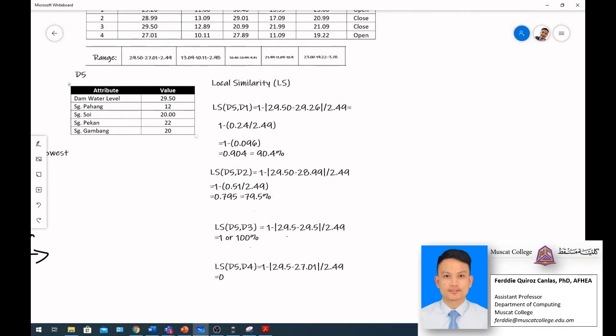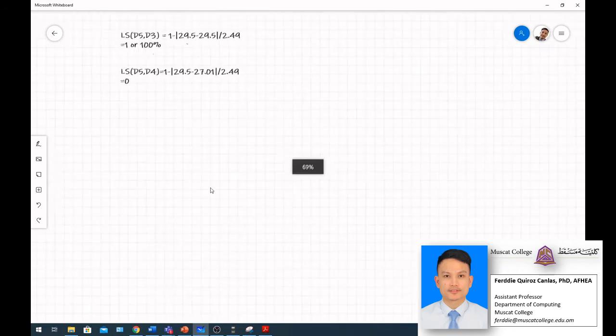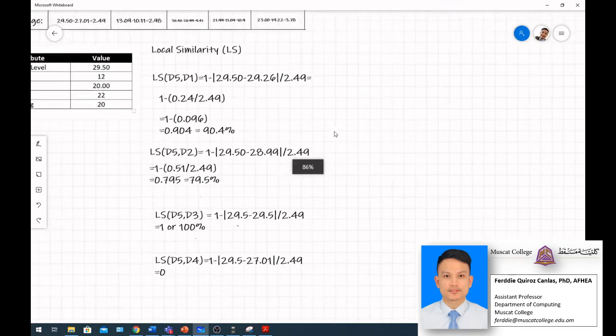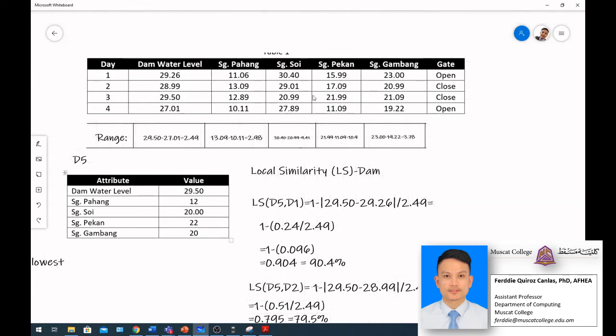So what's next? We're done with local similarity, LS, for the dam. Are we finished? Not yet. This is only for the dam. We're not yet finished with Pahang, Soy, Pecan, Gambang, and Gate.